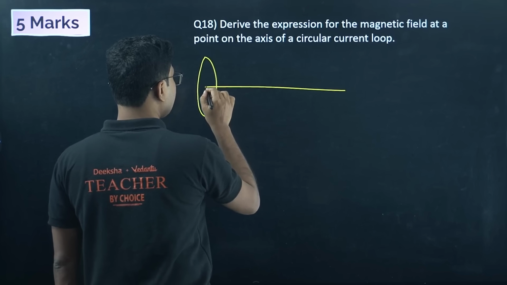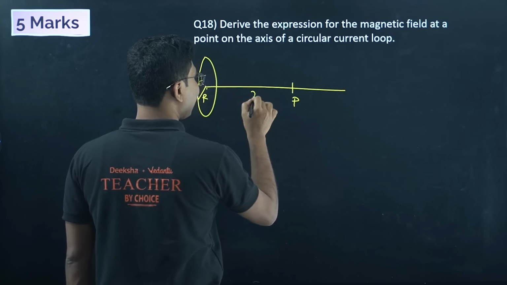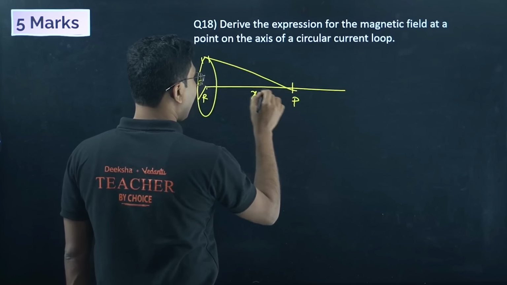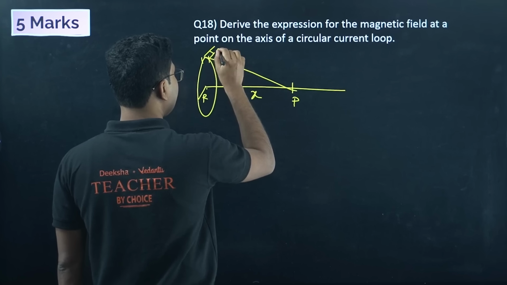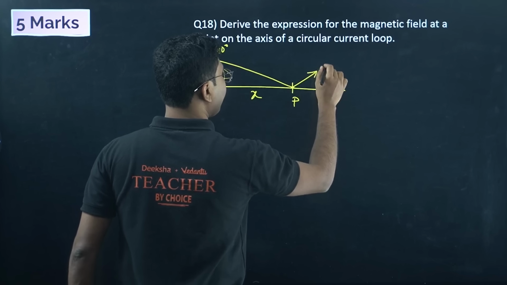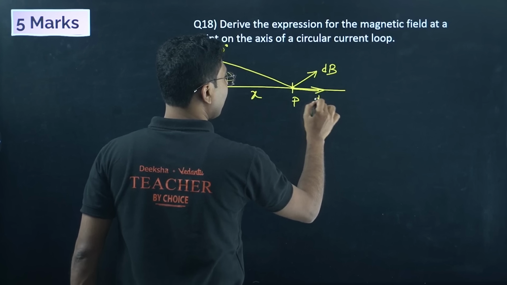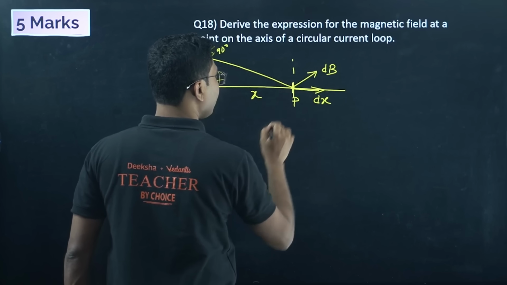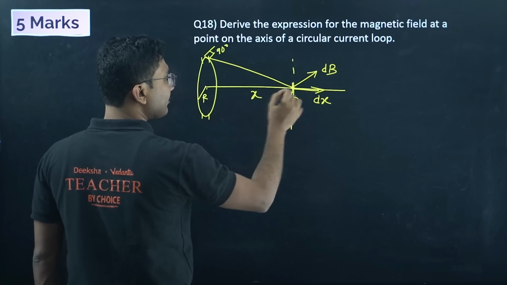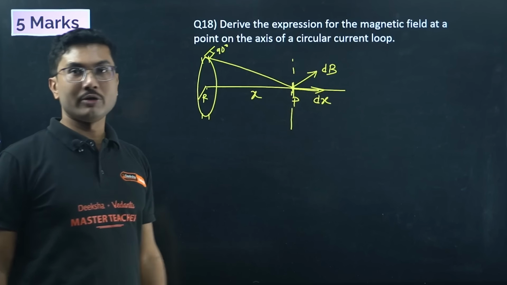So here we have a circular loop of radius r, and we are trying to find magnetic field, say at a point P at a distance x from the center. Let us take a small element, and also remember the angle here is 90 degrees. The effective magnetic field is this, but we will only get the magnetic field along the x direction. Why so? Because the y direction will be cancelled. If you consider another element over here, the field due to this will be in this direction, and in the y direction there will be no net magnetic field. Magnetic field will only be along the x direction.